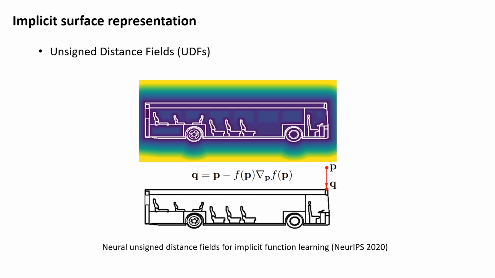To represent shapes with open surfaces, we adopt unsigned distance fields which assign a non-negative scalar value to a spatial point. In contrast to signed distance fields which divide the 3D space into inside and outside of the surface, UDFs allow us to naturally represent open surfaces. We can project the spatial point onto the surface by moving it along the negative gradient.